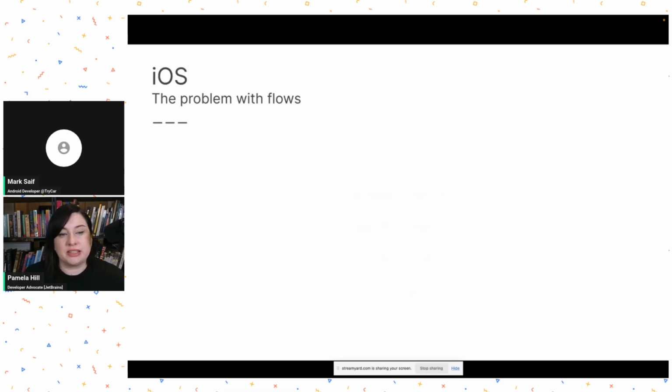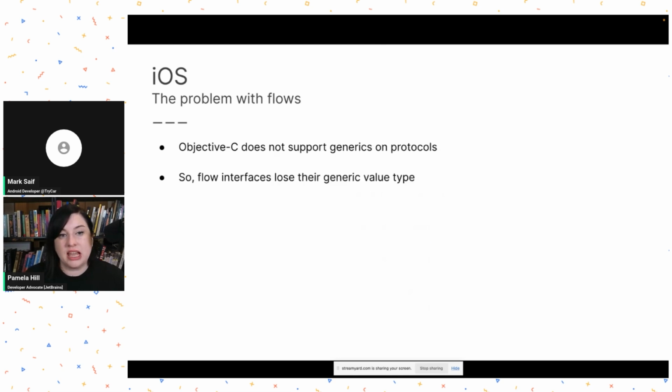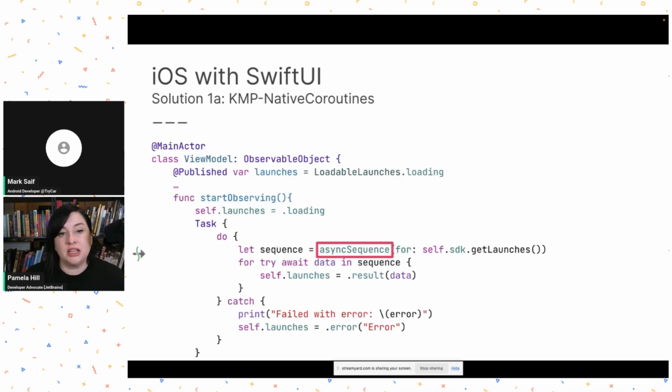So in iOS, we have a couple of problems with flows. Firstly, Objective-C doesn't support generics on protocols. So the flow interfaces, and interfaces are mapped to protocols in Objective-C, lose their generic value type, and that's a big problem. Because you're going to lose your type safety, you also still need to have cancellation support and main thread safety. So do not fear, we have KMP Native Coroutines to help us with this.